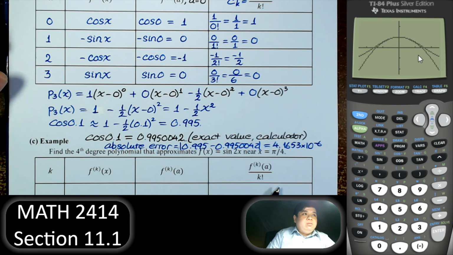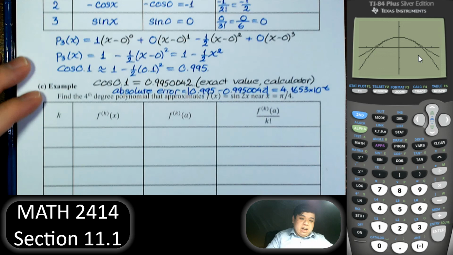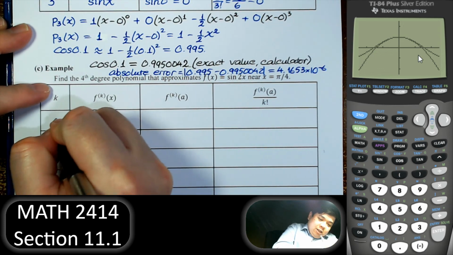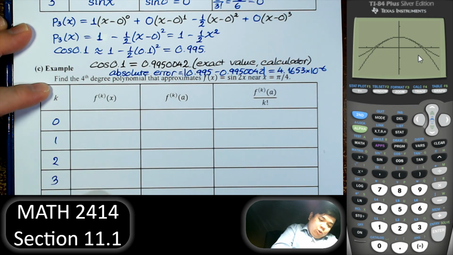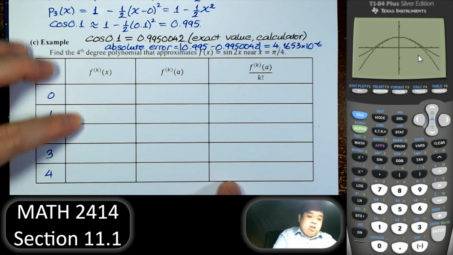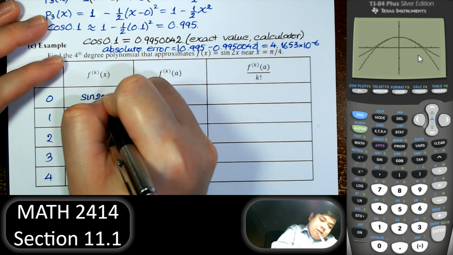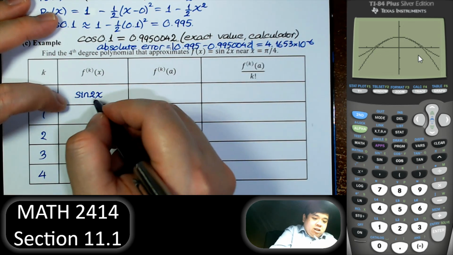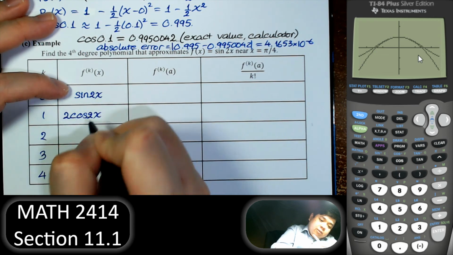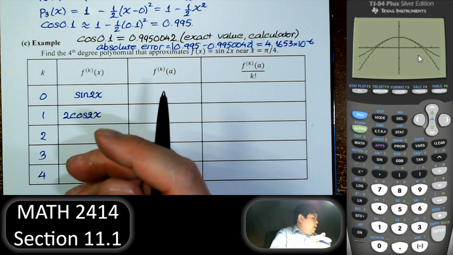Right, so get used to doing the table like this. Once again, we're going to list all the k indices: 0, 1, 2, 3, and 4. And then we will write out the function and take the derivative successively. Sine of 2x. The derivative of this is going to be 2 cosine of 2x. Keep taking the derivative of this.